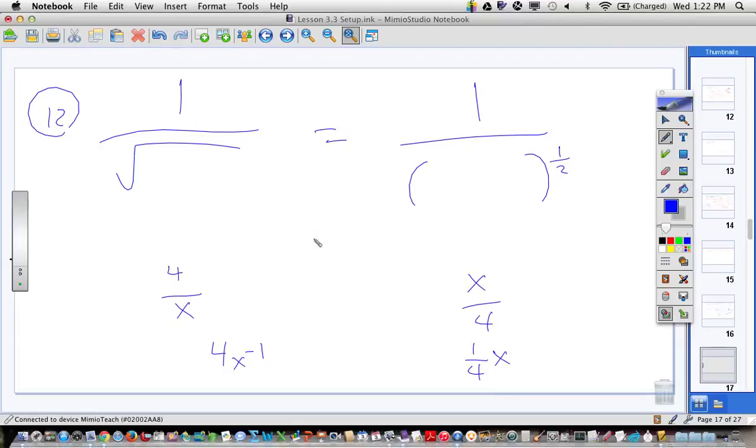So on this one, I would take all that stuff and make it to the negative 1/2 power, and then do your derivative from there. Bring the power down in front, drop the power by 1, leave the stuff inside, and then times by the derivative of the stuff on the inside. Okay, that's how you'd want to do number 12.